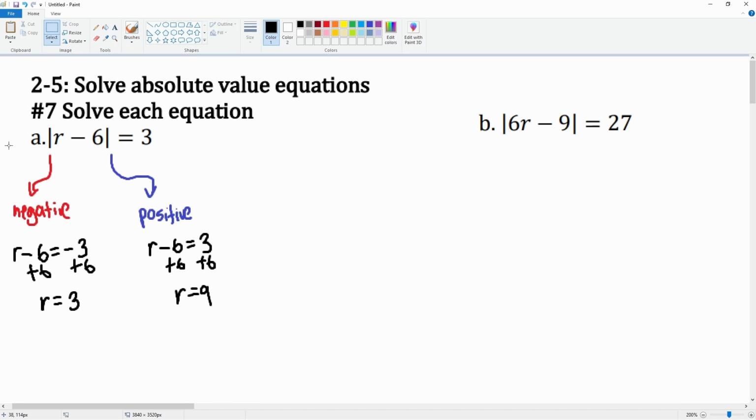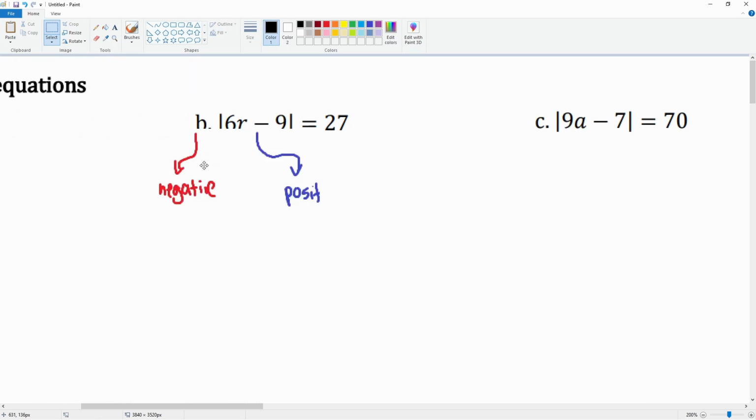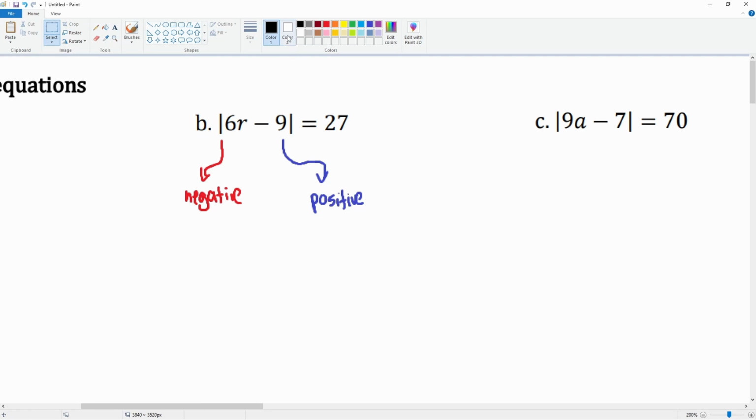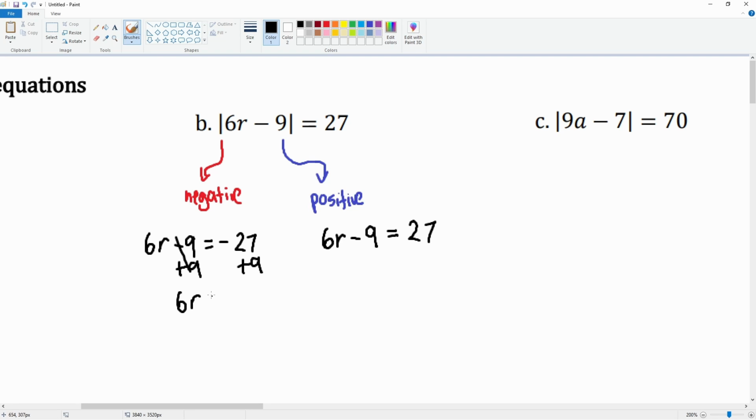All right, so I'm just going to borrow this because this is how we also do B. This becomes a negative part, so I'm going to write the negative version: 6r minus 9 equals negative 27. The positive is 6r minus 9 equals 27. We're going to add 9 to both sides. This cancels, 6r equals negative 18, right? Divide 6 to both sides. This cancels, leaving you with r equals negative 3.